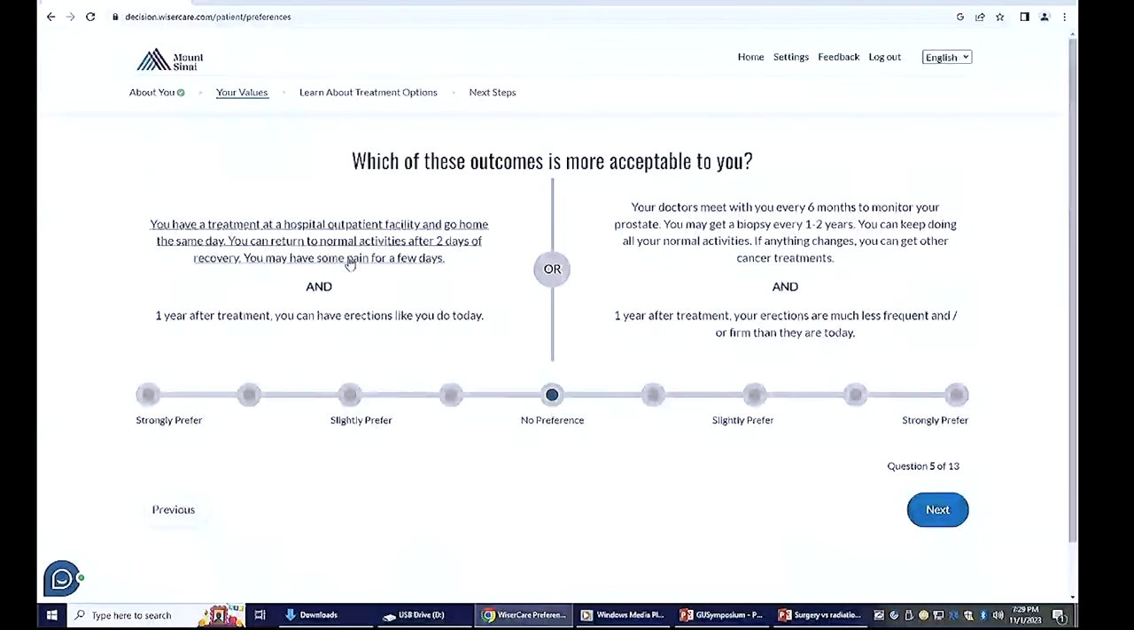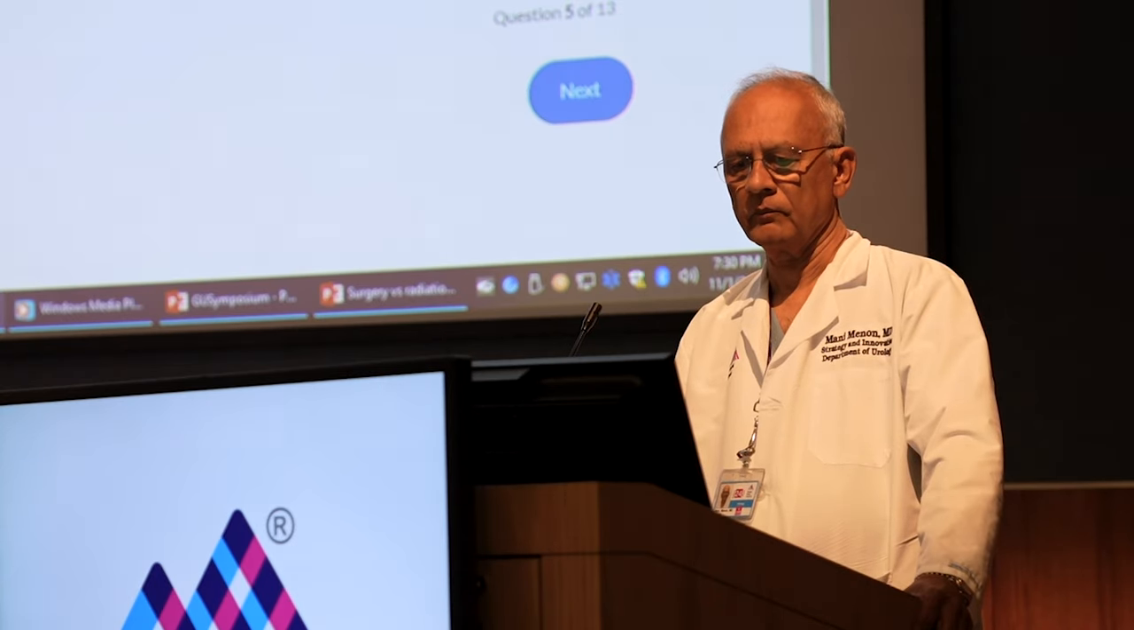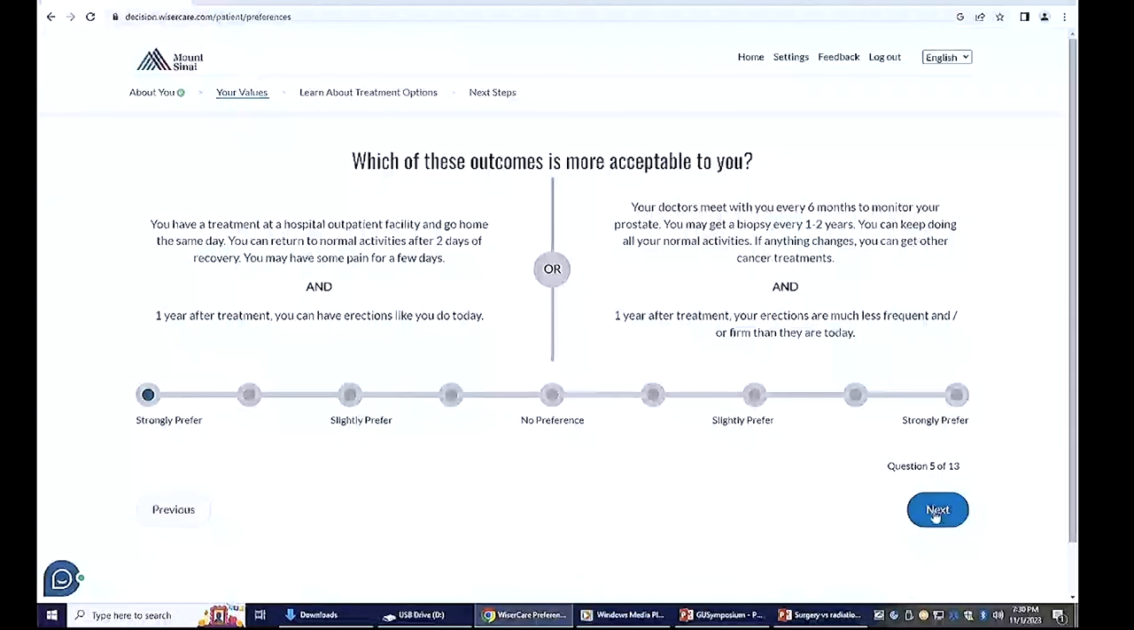Recovery time. You have a treatment at a hospital facility and go home the same day. You can return to normal activities after 2 days of recovery. You may have some pain for a few days. And a year after treatment, you can have erections like you do today. On the right side, your doctors meet with you every 6 months to monitor your prostate. You may get a biopsy every 1 to 2 years. You can keep doing all your normal activities. If anything changes, you can get other treatments. And your erections are much less frequent or firm than they are today. Left. Strongly preferred, okay.